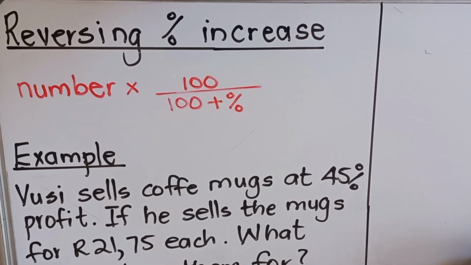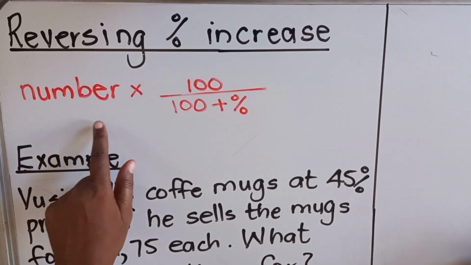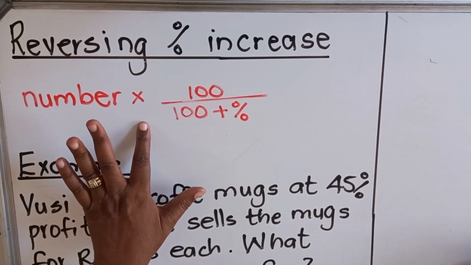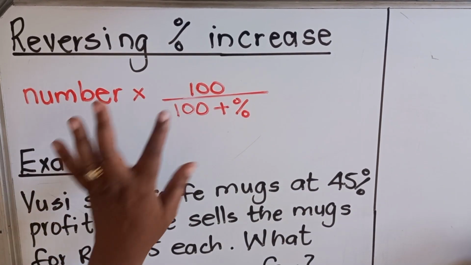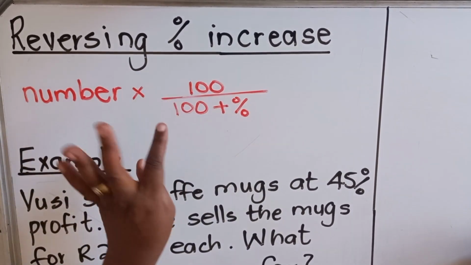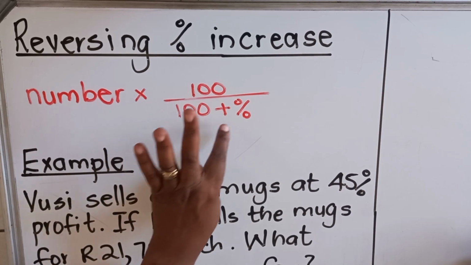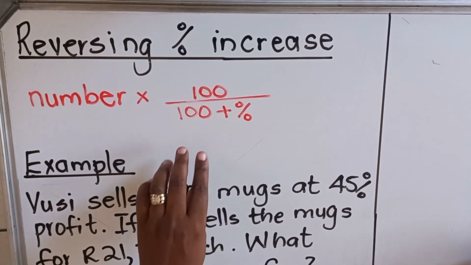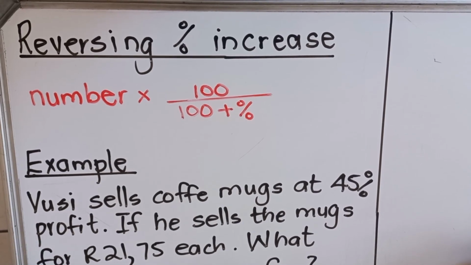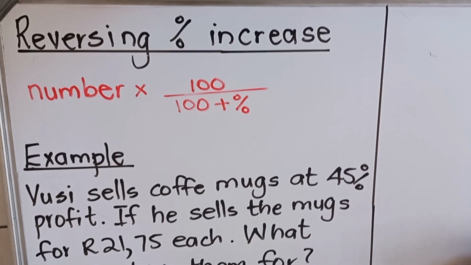When you have that kind of question, the formula you're going to use is similar to the other one. It's the number multiplied by... You remember with the percentage increase, it was 100 plus percentage. With this one it is 100, and then the denominator is 100 plus percentage. This will take the amount back to the original amount before the percentage was added. So let's look at an example.